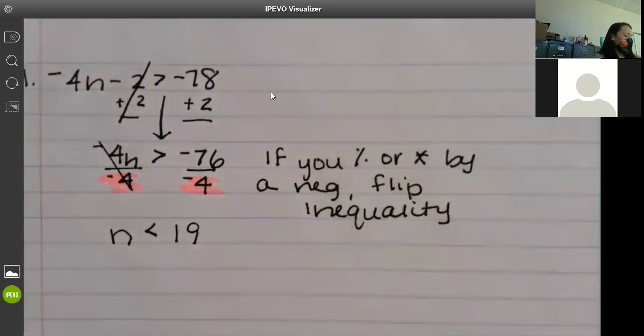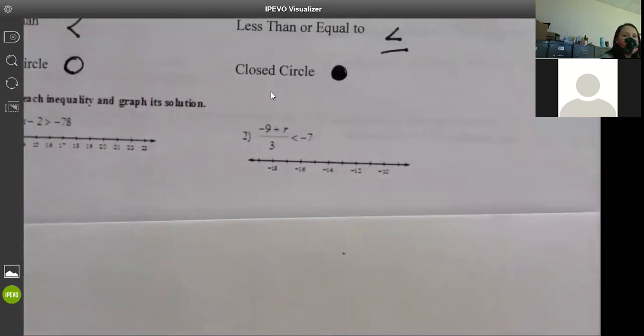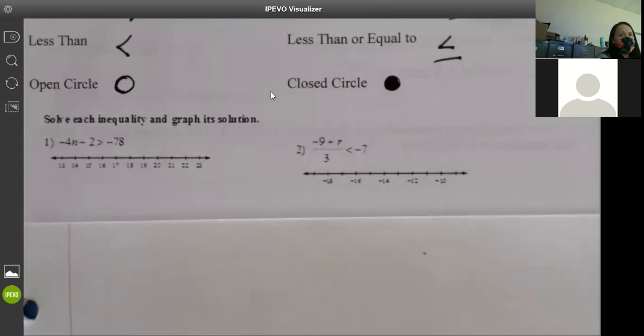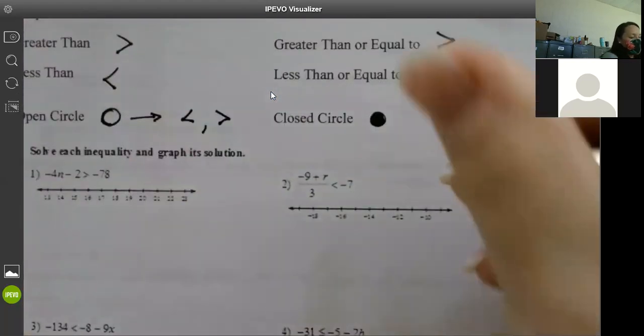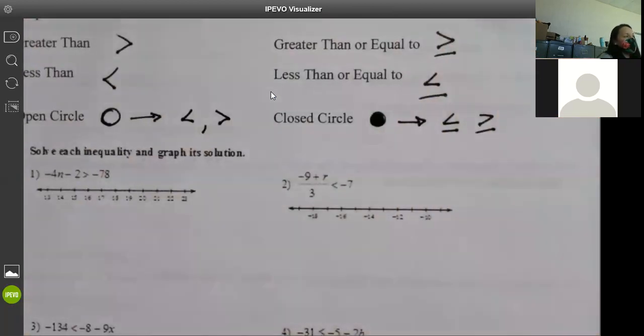So then down below that, you guys have a number line. On that number line, you see 13, 14, 15, 16, 17, 18, and so on. Okay, so here's what you need to know. An open circle goes with greater than or less than, and a closed circle goes with less than or equal to or greater than or equal to. Okay, so if it has a line, fill it in. If it does not, don't.